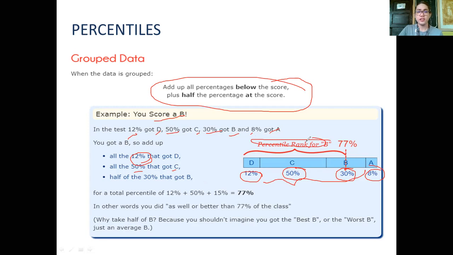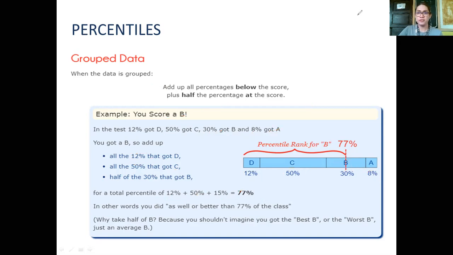Since our situation is you scored a B, meaning from D to half of B is the percentile rank for B. So for the percentile, 12% plus 50% plus 15%, the half of B, gives you 77%. In other words, class, you did as well as or better than 77% of the class. So why take half of B? Because you should not imagine you got the best B or the worst B, just an average B. So you are the average, you are the basis. Okay? So the percentile rank for B is 77%, from D to the half of B. So I hope you can follow. This is for the percentiles.